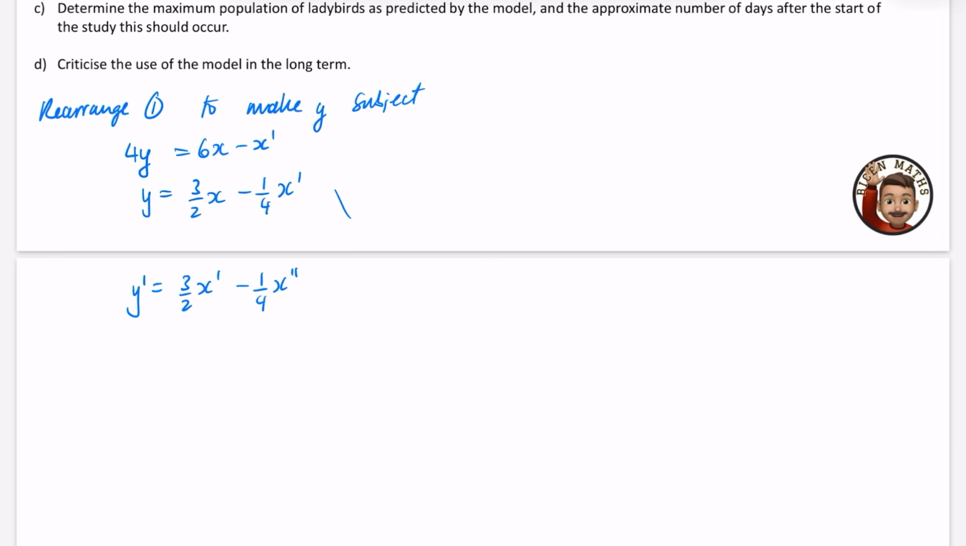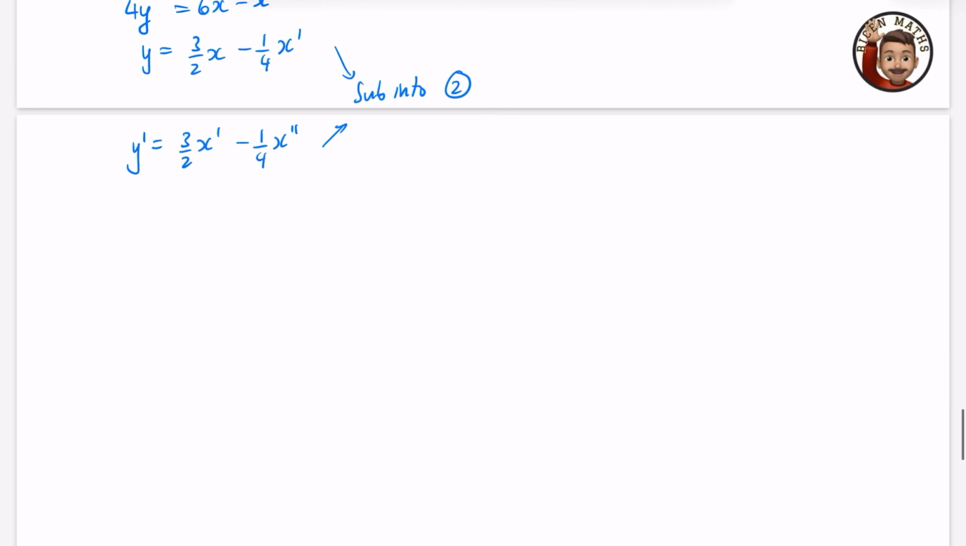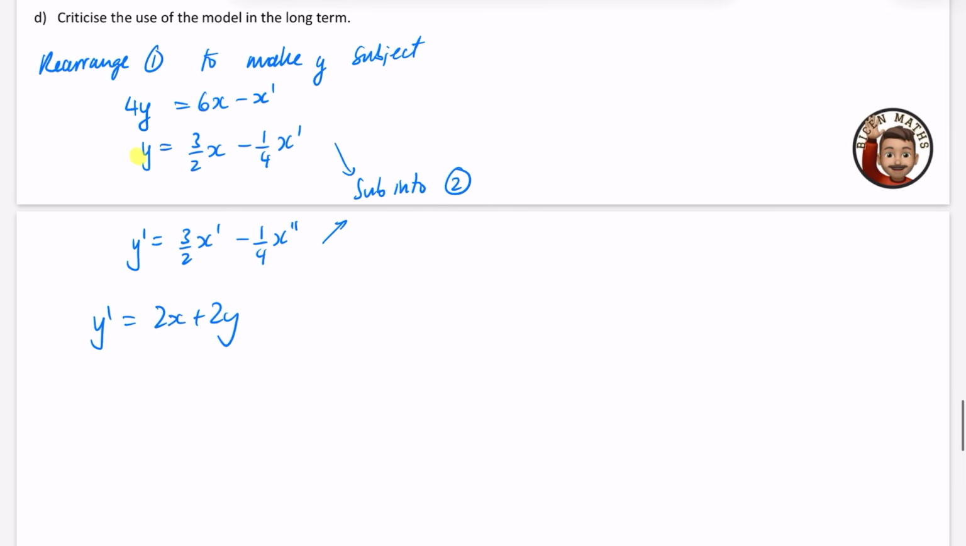So I'm going to sub into equation number 2. Now, equation number 2 is y dash equals 2x plus 2y. In other words, this y part that we've got is going to go in here, and this y dash part that we've got is going to go in there, okay?